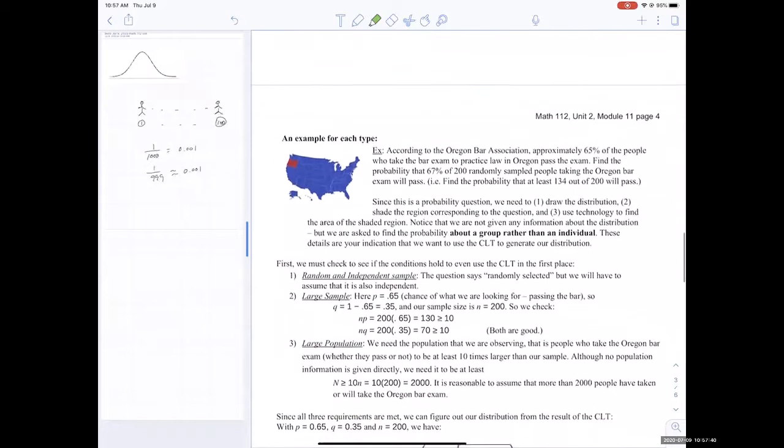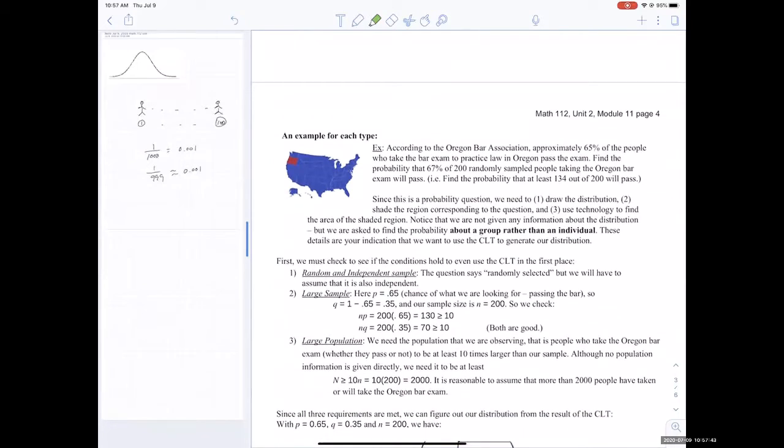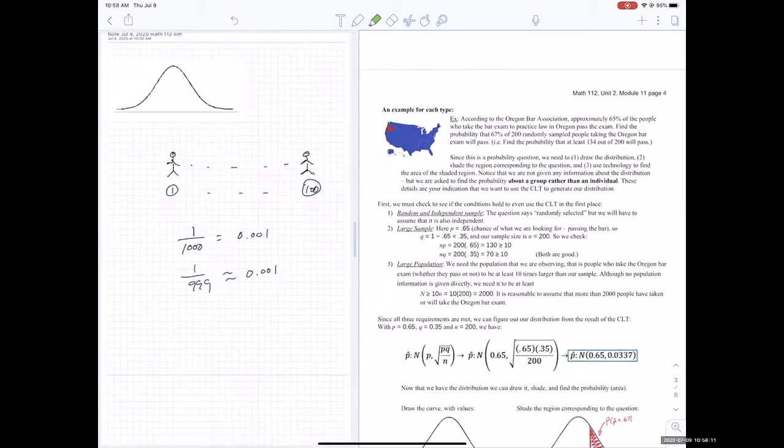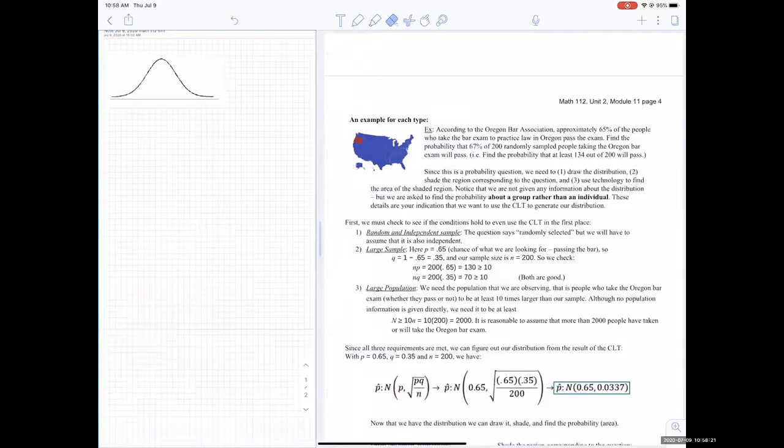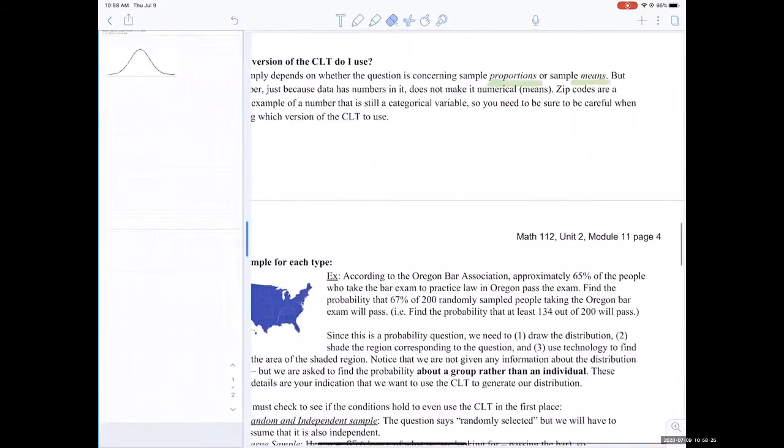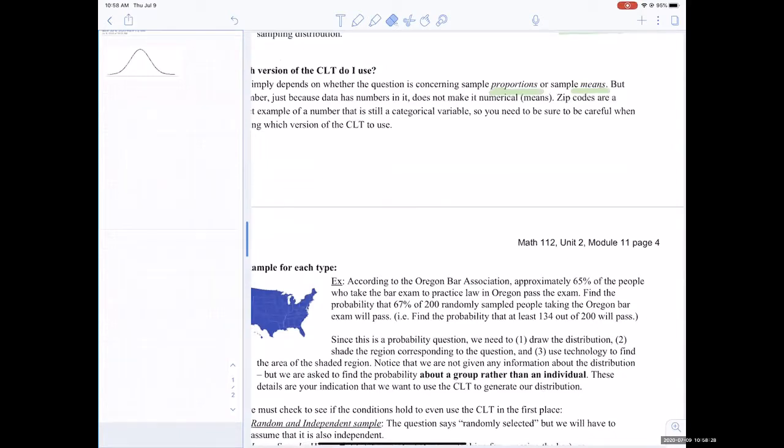All right, so let's look at an example here. According to the Oregon Bar Association, approximately 65% of the people who take the bar exam to practice law in Oregon pass the exam. Okay, only 65%. Find the probability that 67% of 200 randomly sampled people taking the Oregon bar exam will pass. So they give us all the information. If I ask you, are they talking about a proportion or a mean? Timothy, can I ask you?